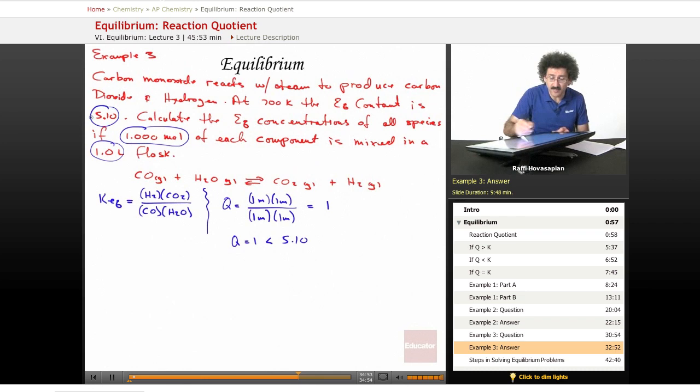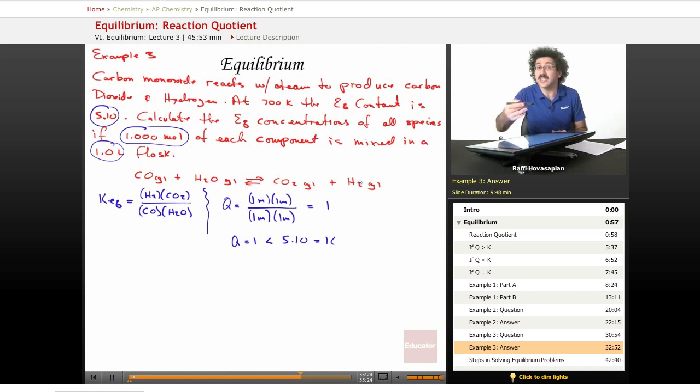Now the reaction quotient Q, which is equal to 1, is less than 5.10. Remember, they gave us the 5.10, which is equal to K. When Q is less than K, that means the reaction wants to move forward to produce more product in order to reach equilibrium. That means it hasn't reached equilibrium yet. It is still moving forward. It is producing more product to reach equilibrium. That means carbon monoxide and H2O gas are being depleted. And for each amount that these are depleted, because the ratio is 1 to 1, an equal amount of CO2 and H2 are being formed.